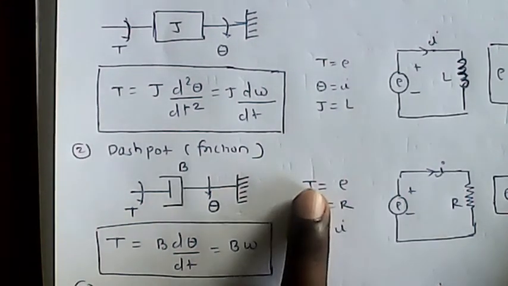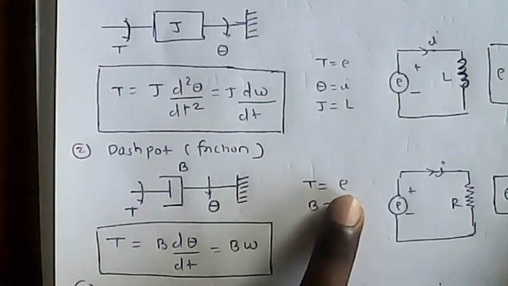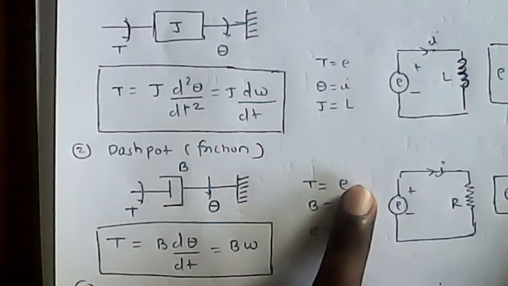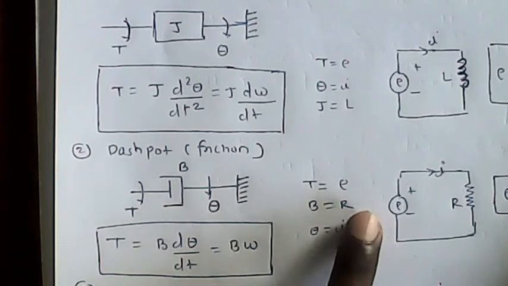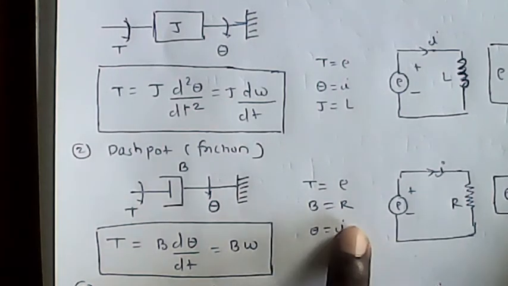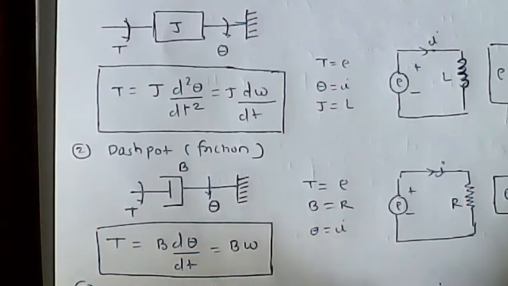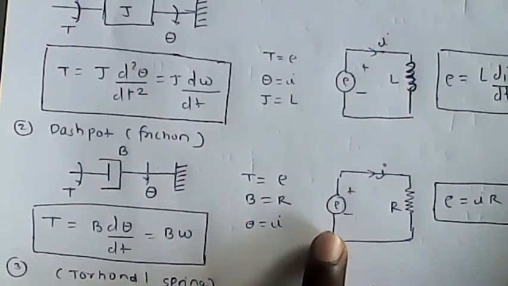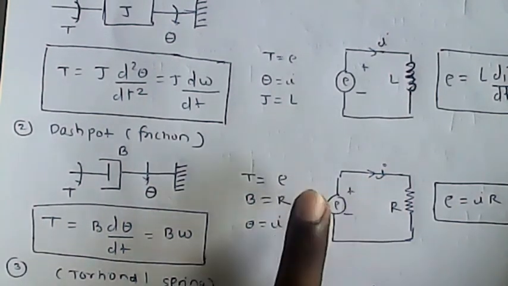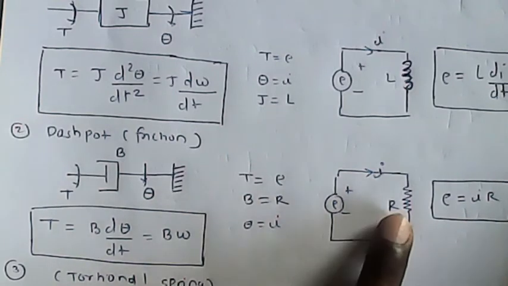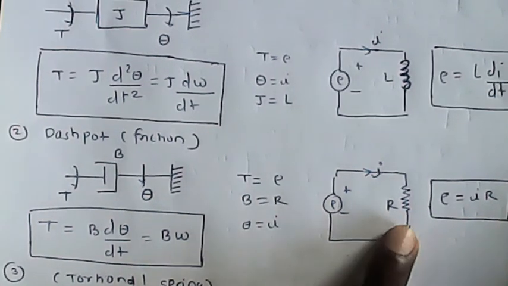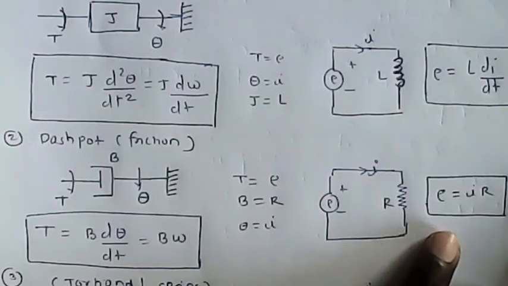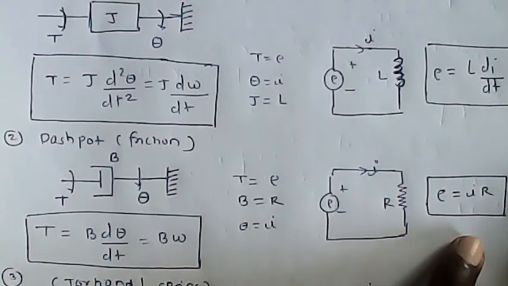So here, for the dashpot, when this system is converted into electrical, torque is equal to electrical voltage, the friction is equal to the resistance, and theta is measured in terms of the electrical current. And we also write down the electrical circuit. So this is an electrical circuit. Friction is measured in terms of the resistance. So the output current can be written in terms of the input voltage, E equal to IR.